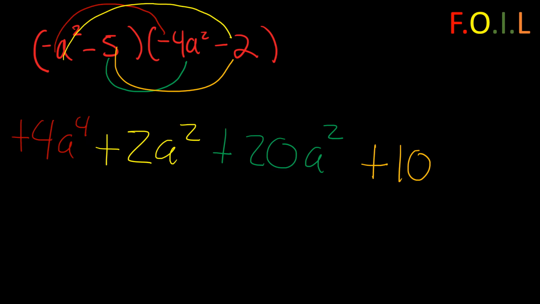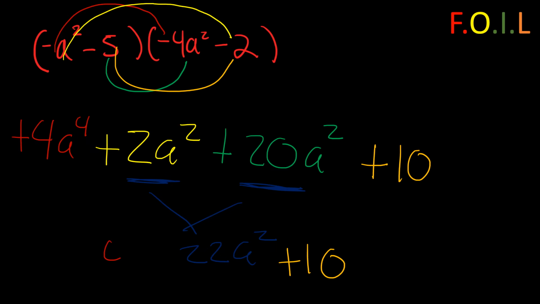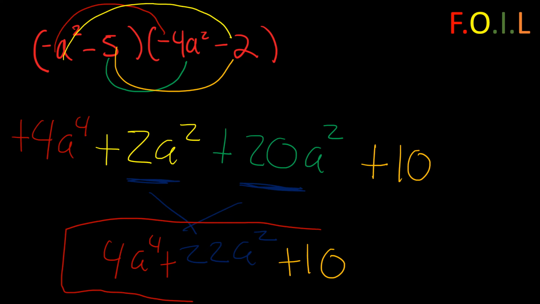And so if you notice, we're not quite done yet because we have like terms. We have the 2a squared and the 20a squared. And when we combine these two, we'll be left with 22a squared. We're still going to have that plus 10 on the end, and we're still going to have the 4a to the 4th in the beginning. So this would actually be my answer: 4a to the 4th, 22a squared plus 10.